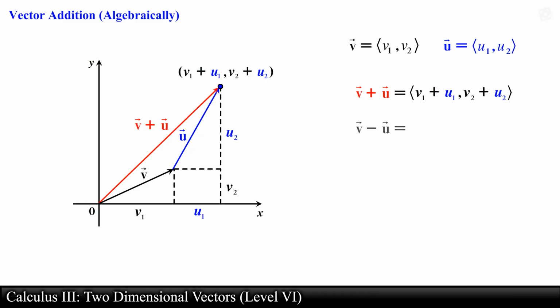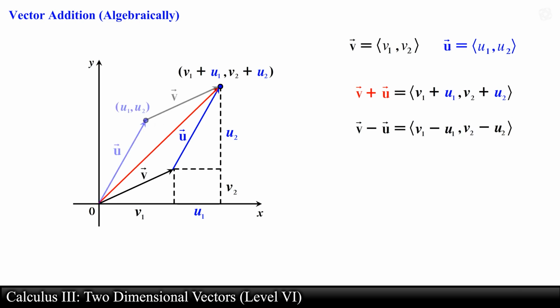In the same manner, to subtract vectors, we simply subtract their components. In this case, the x component of the resultant vector would be equal to v sub 1 minus u sub 1, and the y component would be equal to v sub 2 minus u sub 2.